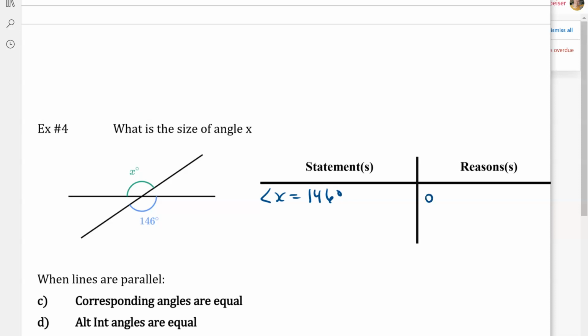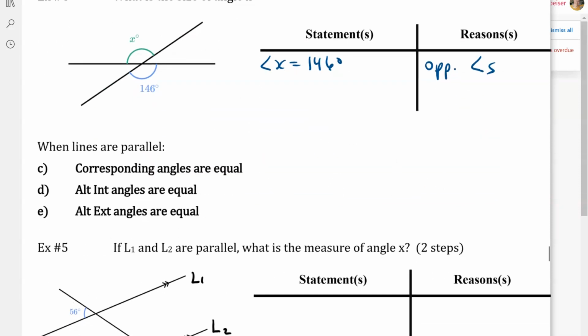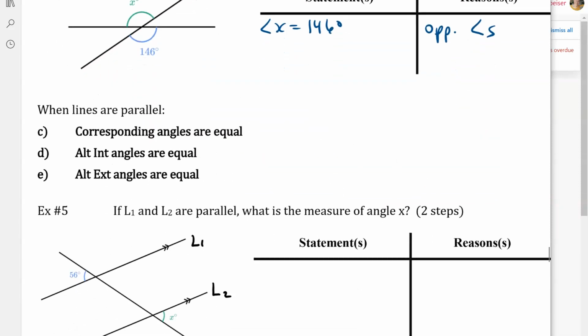The reason: opposite angles. Cool. Okay, so that's those 4 reasons. Now remember, these 3 reasons we've used before. Corresponding angles are equal, alternate interior angles are equal, and alternate exterior angles are equal. If you kind of forget what those are, you can go back and maybe review from the previous lesson.